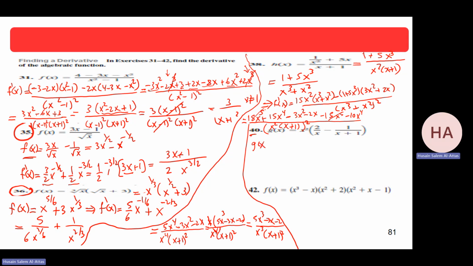G of x, if we simplify, if we multiply, you get what? X squared times 2x, that is 2x minus x squared over x plus 1. And you can find G prime right away. G prime, you can do it two ways. You can simplify this, or you can do the derivative right away. So that will be 2 minus. Now I have quotient rule here, function over function. So that will give me what? Over x plus 1 squared.